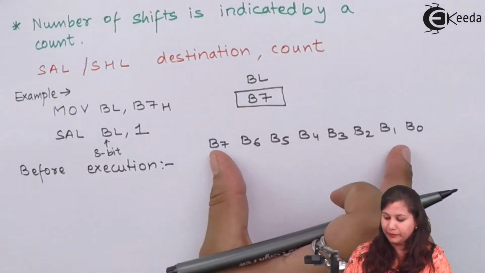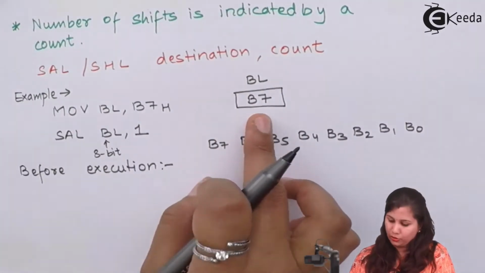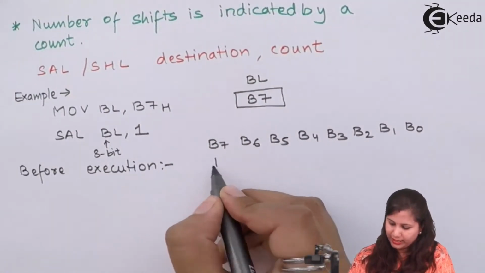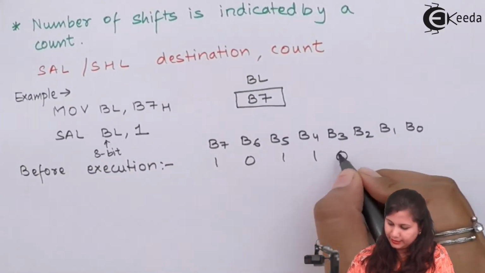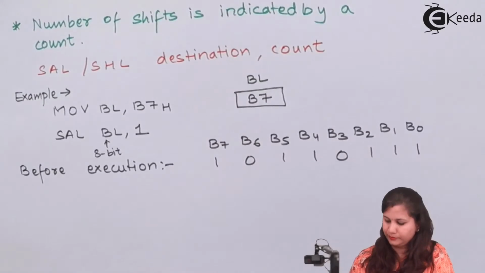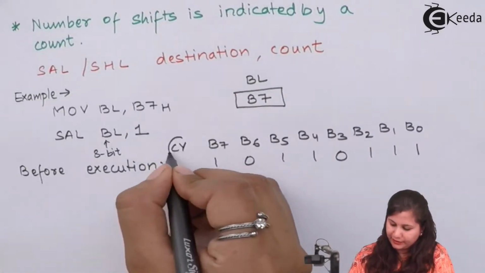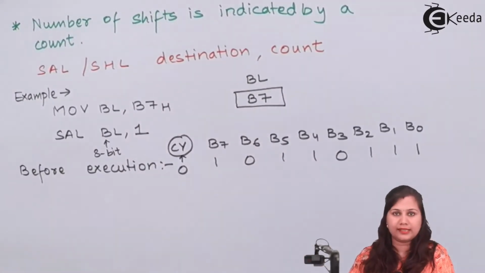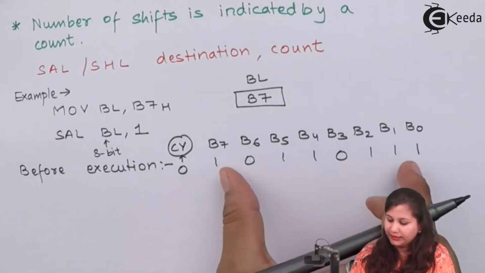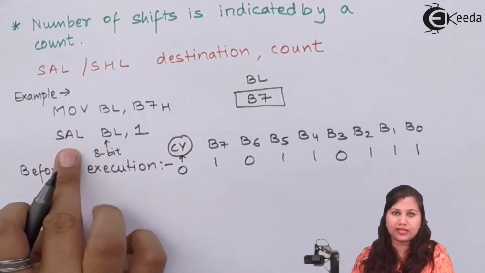So these are the 8 bits of the BL register. It is having B7 here. B7 is denoted as 1, 0, 1, 1 and 0, 1, 1, 1. It's the B7, and we have a carry flag here. Suppose initially the carry flag is 0. So this was the content of the BL register before the execution of this instruction SAL.